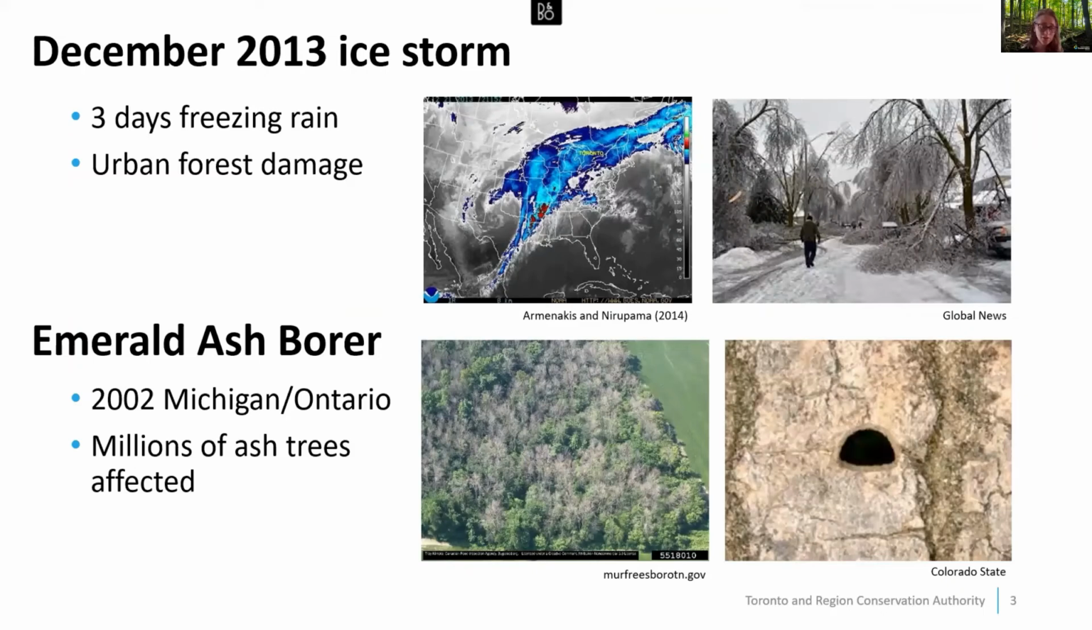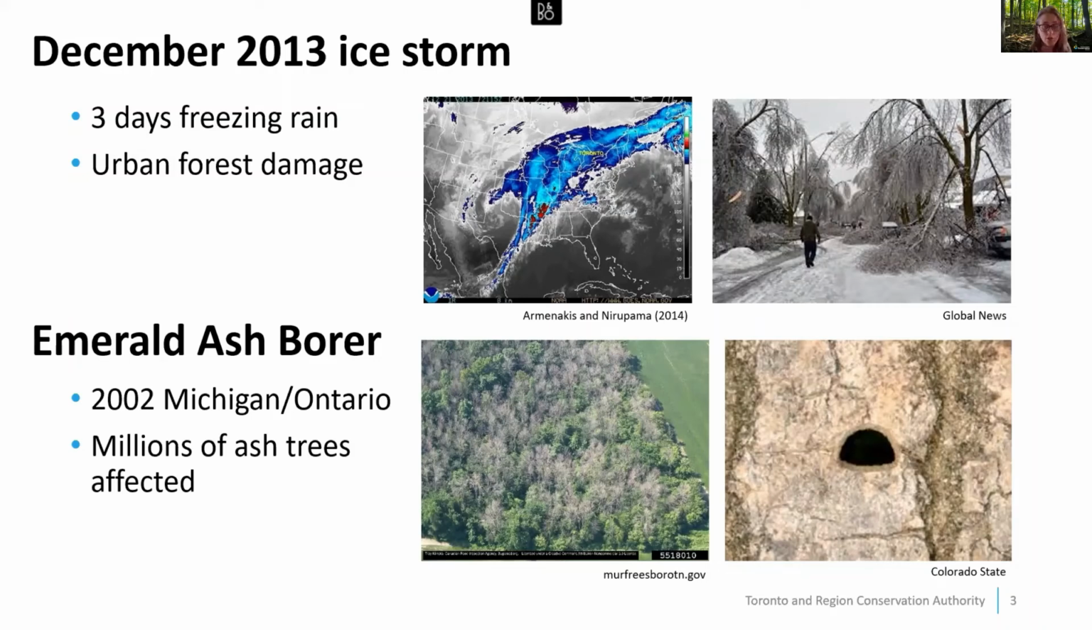So over the past 10 years in the Toronto region, there have been two major disturbances, including the December 2013 ice storm, as well as emerald ash borer. In late December 2013, Eastern Canada was hit by a severe ice storm with freezing rain that lasted for 3 days: tree damage, especially in urban areas, and power outages for thousands for more than a week, costing the City of Toronto more than $100 million.